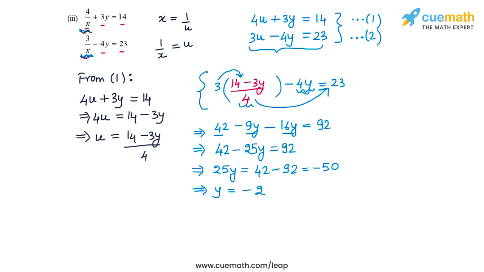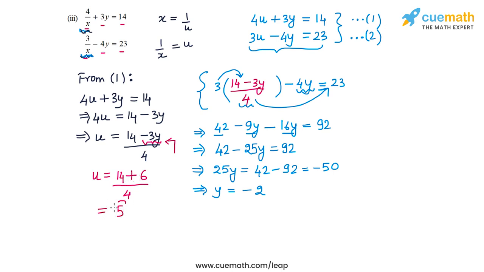So y is equal to minus 2, and now let's substitute this value of y into this expression for u and get the value of u. So u is equal to (14 minus 3y) by 4, so minus 3y will become plus 6 because y is minus 2. So 14 plus 6 by 4, and 14 plus 6 is 20, so 20 by 4 is 5.